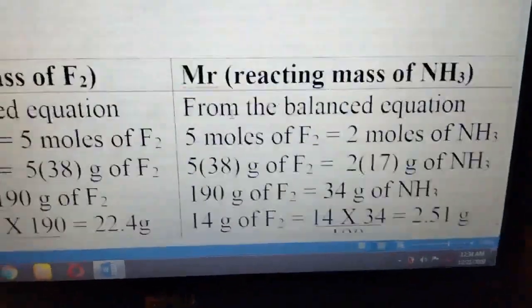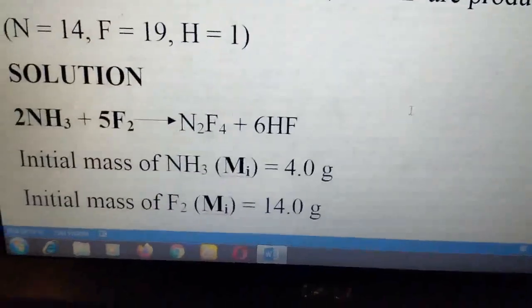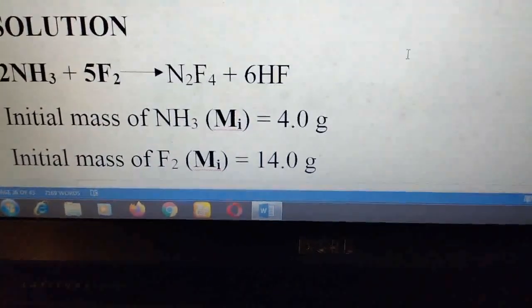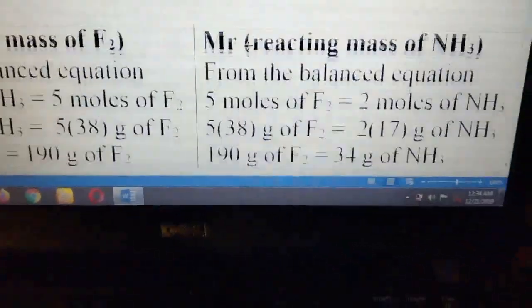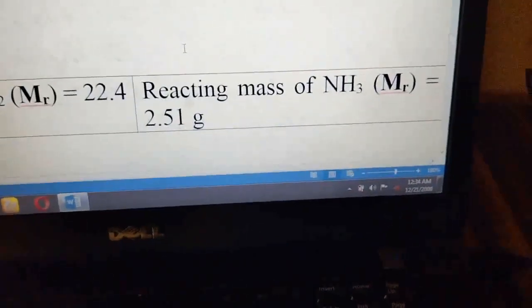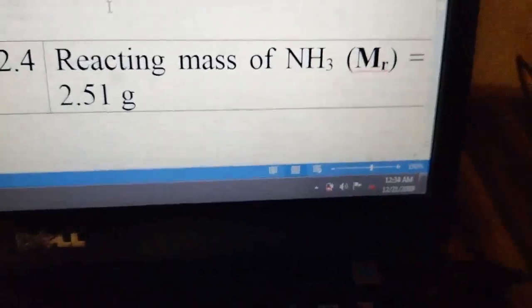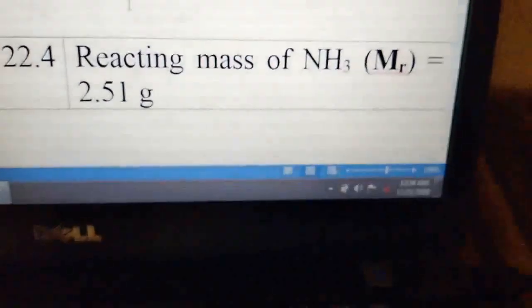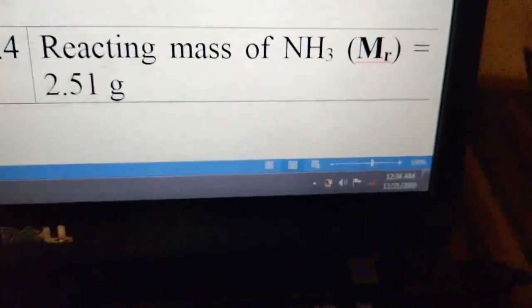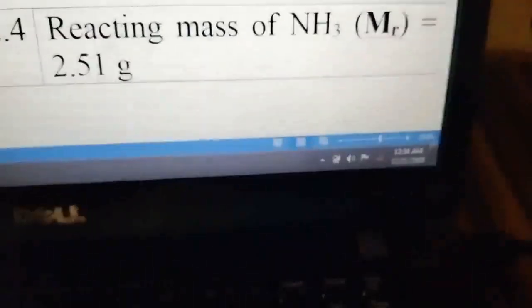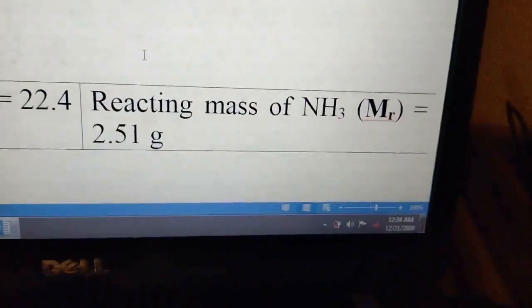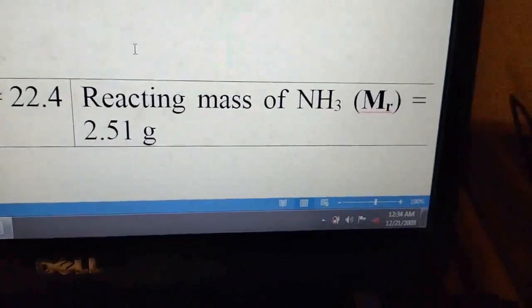Now, what is the initial mass of ammonia? The initial mass of ammonia introduced is 4 grams. So we introduce 4 grams of ammonia, and 2.51 grams of ammonia is reacting. That means ammonia is in excess, because the 4 grams introduced is higher than what is reacting, so we are going to have extra or surplus remaining for ammonia.